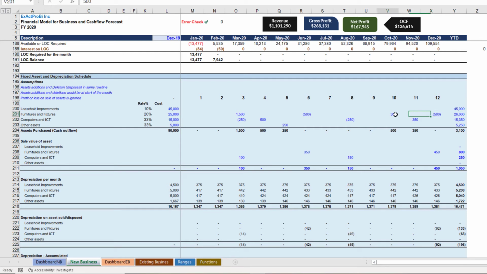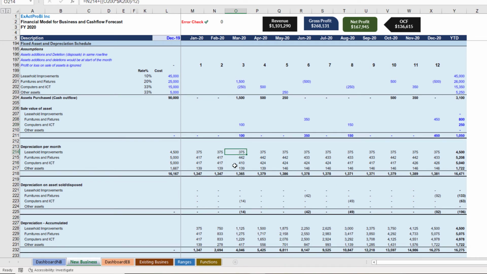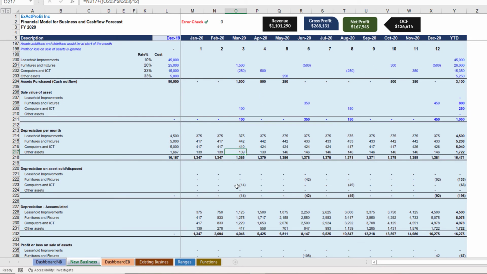So here we have addition and deletion of assets. So these are the gross cost of assets. Accordingly, throughout the year, we had a total net addition of 3,100. Now below we have a sale value of assets. So there is a reduction of $250 worth of assets, and that asset was sold for $100. Accordingly, the depreciation per month will be adjusting addition and deletion based on this gross cost. And here will be depreciation on sale of assets.